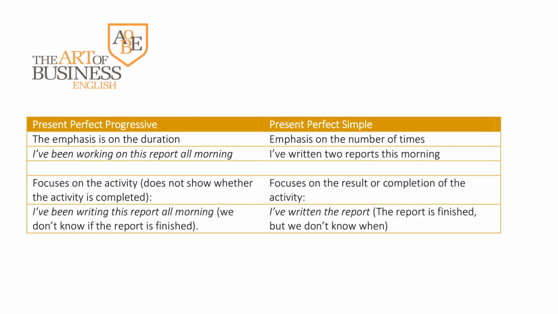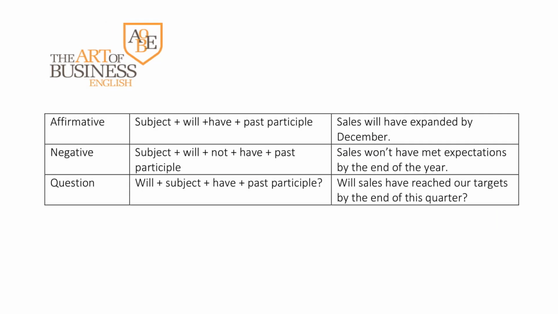The affirmative is subject plus will plus have plus verb in past participle. For example, sales will have expanded by December. Negative would be subject plus will not plus have plus past participle, so sales won't have met expectations by the end of the year. And the question form is will plus subject plus have plus past participle. So, will sales have reached our targets by the end of this quarter?